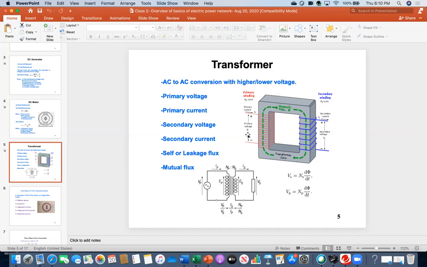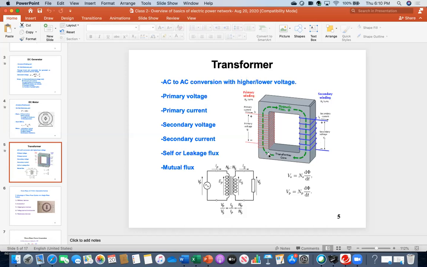Yes, if you apply DC, there will be a flux, but as Manoj replied, that flux will not be changing. The flux will be constant. And if it is constant, there will not be any voltage built up on the primary coil. Consequently, there will be no voltage on the secondary coil. So this means you can't transmit or send DC power to the other side.